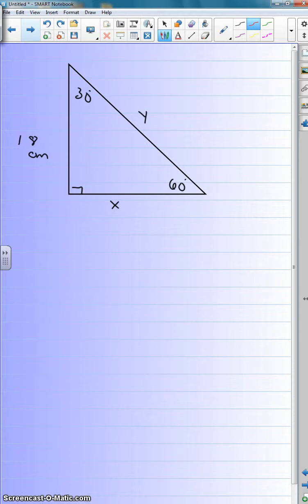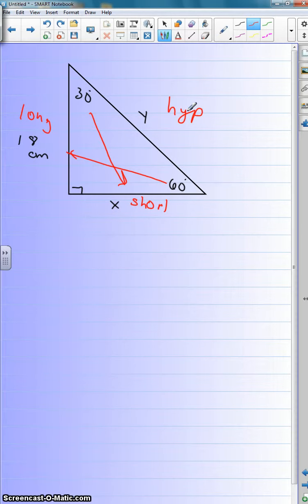Let's look at another one. In this diagram, directly across from my 30, I have x, and so x is my short leg. Across from my 60 is my long leg, and currently that is 18. And then y will be my hypotenuse. So I'm working from the long leg this time, which means I'm going to have to go back to the short. And remember that the short, which is x, times square root of 3, will equal the long leg, which happens to be 18.